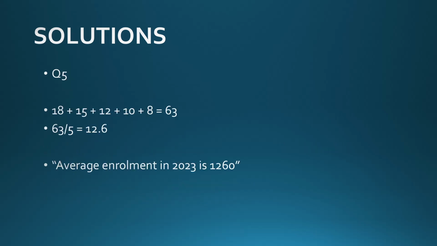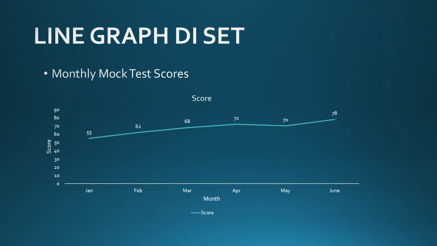What is the last question? Average enrollment in 2023. So we'll take the sum. Sum is 63 since there are 5 quantities. So we divide it by 5 for average. So 63 by 5 is 12.6. So average enrollment in 2023 is 1260 because the number is given in hundreds. So it's again an easy set.